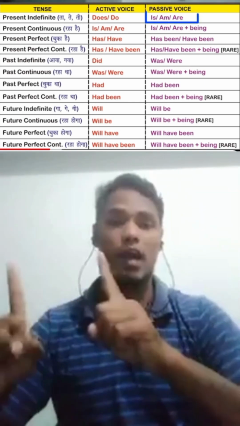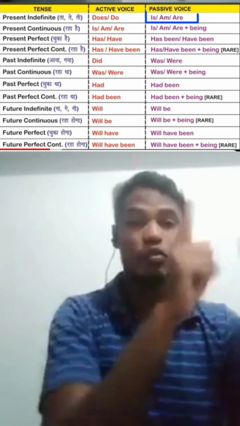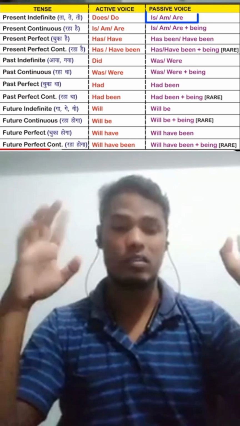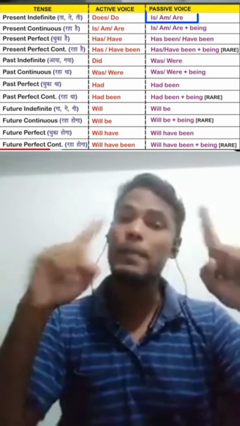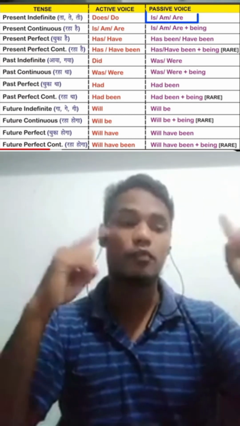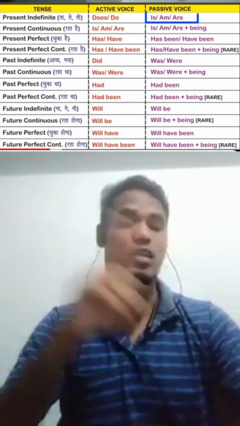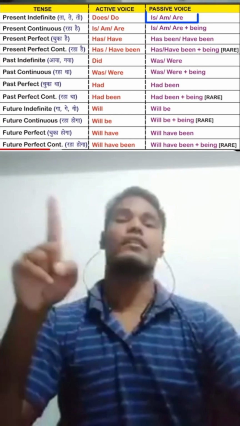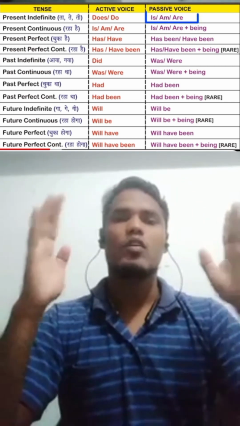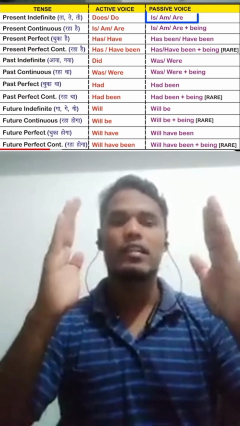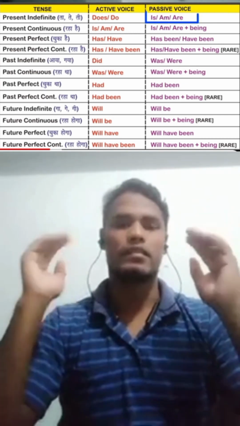In active voice we use will have, and will have been we use in passive voice. And in future perfect continuous tense, we use will have been, and when we change into passive voice, we use will have been plus being, rarely. So in this way, we can make active voice and passive voice.